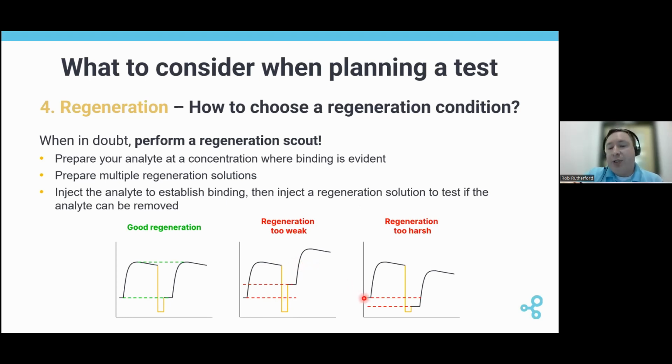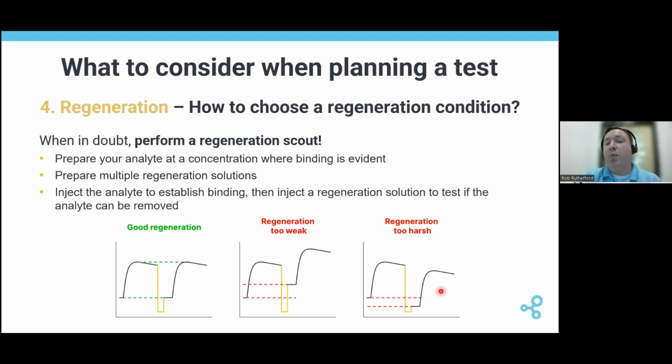The third option is if you went too harsh, you chose something that's just going to go in there and basically completely disrupt everything. Then what's going to happen here is your baseline is going to drop below the area that it was at before your first analyte injection. What does this mean? It could mean a number of things.